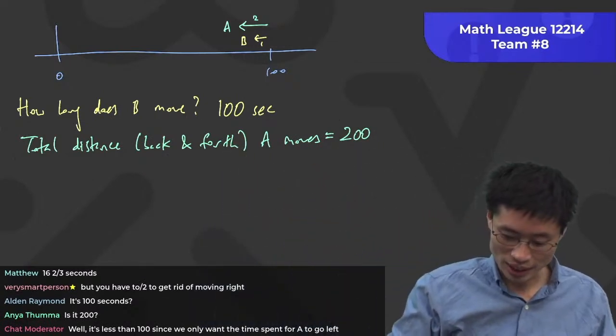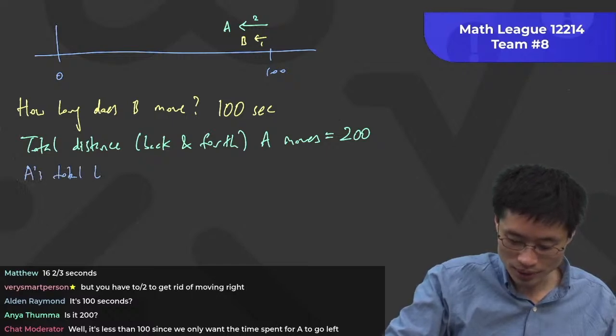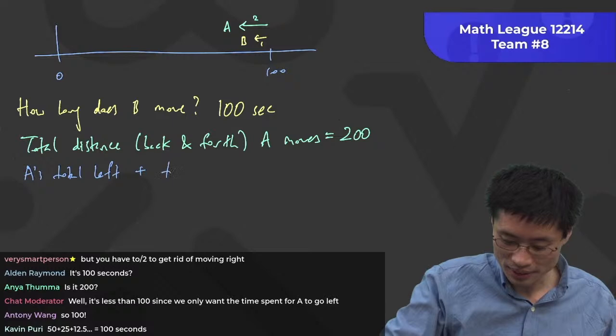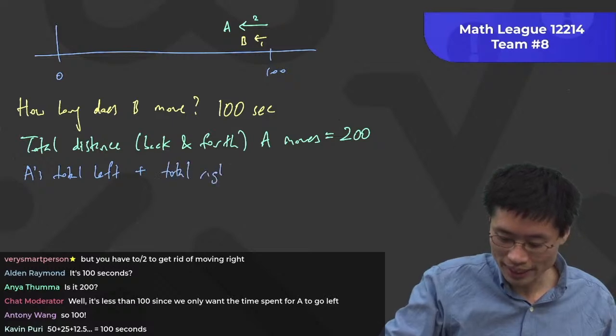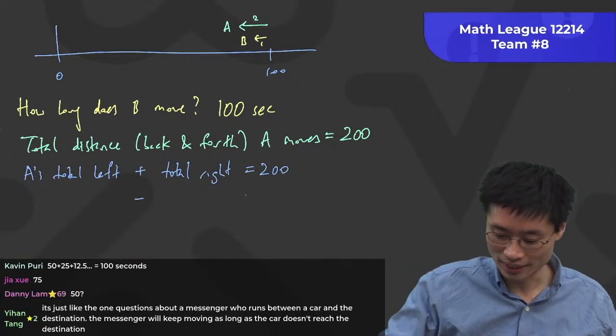Okay. So now I know that A's total left plus total right is equal to 200, and the difference, the total left minus the total right, is equal to 100.